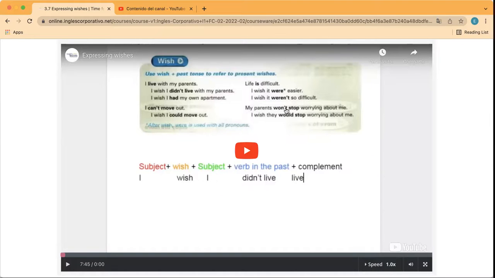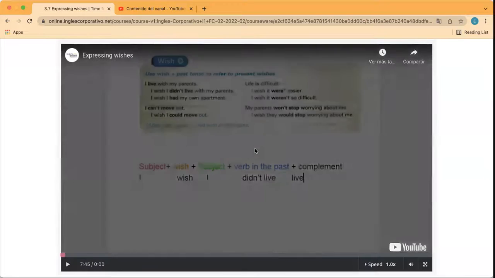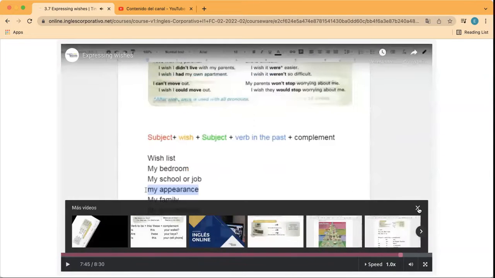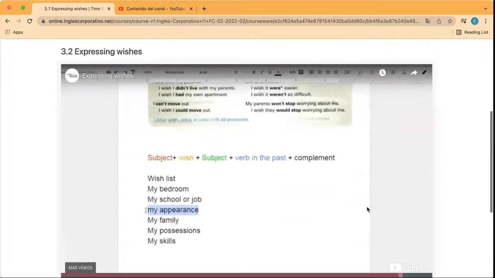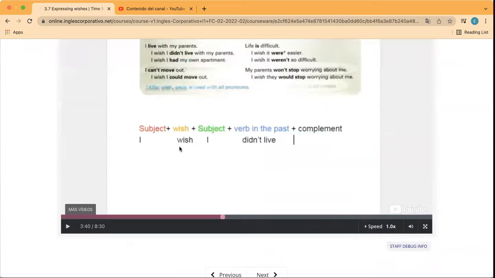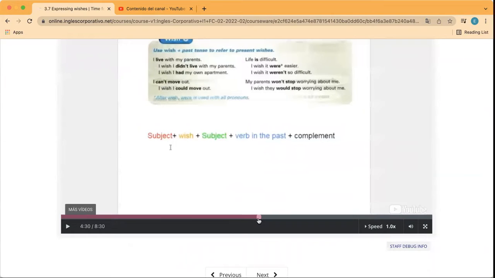And was is not correct. He was, she was, it was is not correct. Always it's going to be were. I wish it were. I wish he were. I wish she were. I wish I were. The correct form is were. Never use was. Only we use wish and the verb in past tense. So you're always going to use I wish and then the sentence in the past tense.